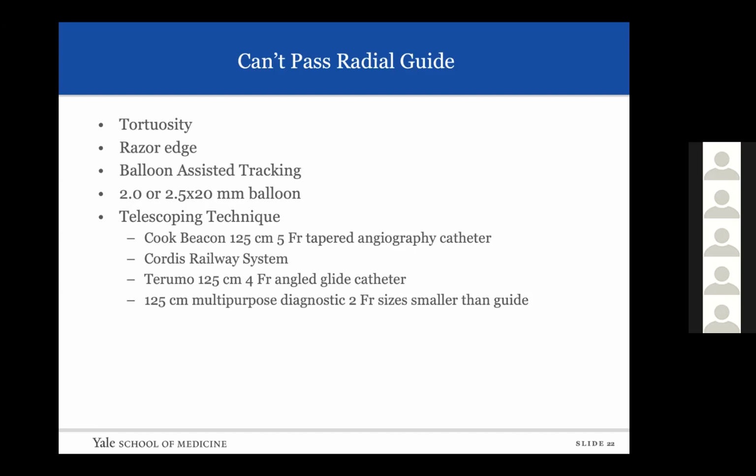People have also used multi-purpose diagnostic, 2 French smaller than the guide. Cordis has their railway system, which is basically a dilator that goes through. And the Cook Beacon is another similar to the Terumo angled glide. It's a tapered angiography catheter that's also available at Yale.